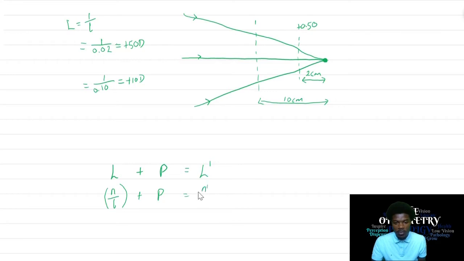This will be n prime. N prime is simply the refractive index of that second medium we are speaking about, over the distance from the image to the surface, or to the lens, or whatever surface we're going to speak about.